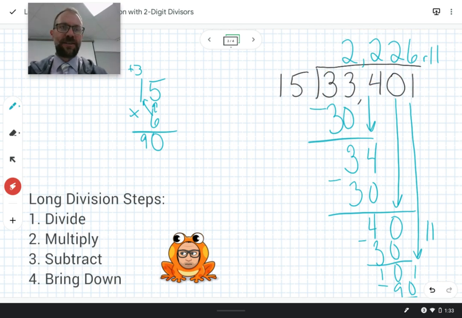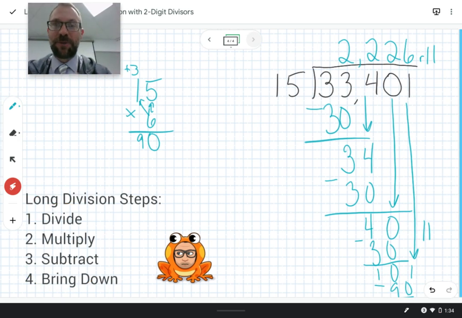Now, look at this. My digits are lined up. When I brought things down, they were straight. And the steps just repeated over and over again. It's the same 4 steps, no matter how big the dividend, no matter how big the divisor. Learn these 4 steps, and you'll never go wrong.